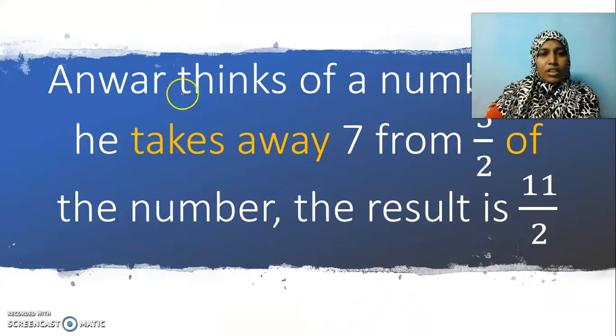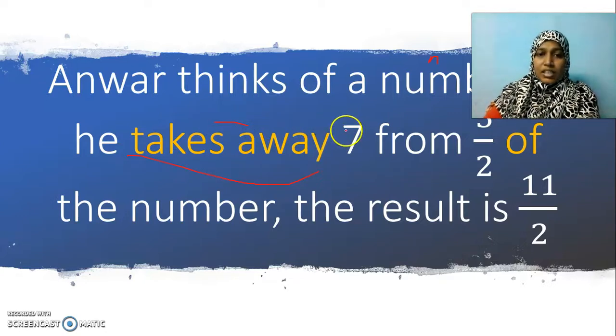Now the next question is: Anwar thinks of a number. He is thinking of a number. We don't know what that number is. Let it be n or x, whichever you feel is convenient. If he takes away, what does it mean, takes away? Is it add or subtract? Yes, it is subtract. Takes away 7 from 5 by 2 of the number. We don't know that number. If he finds the 5 by 2 of that number, see, of in the sense of multiplication.